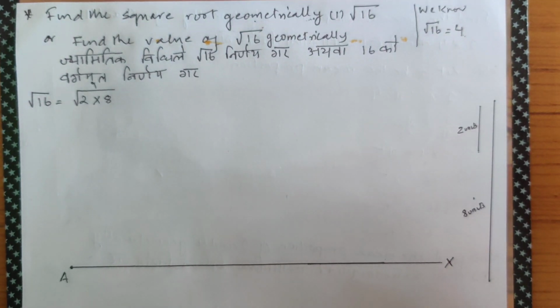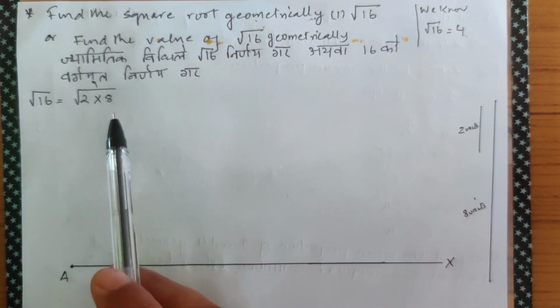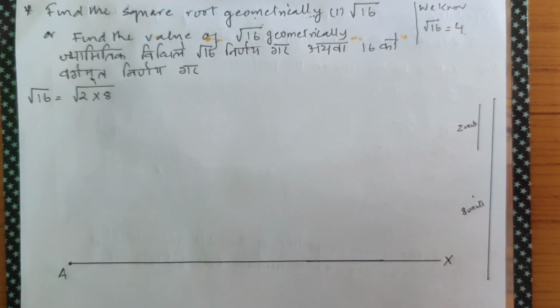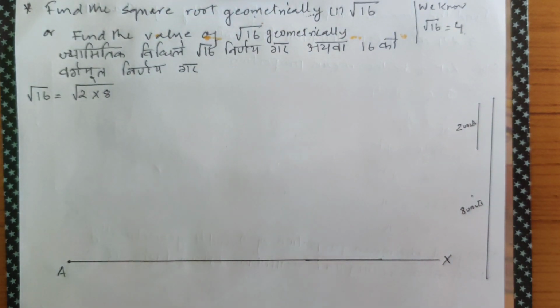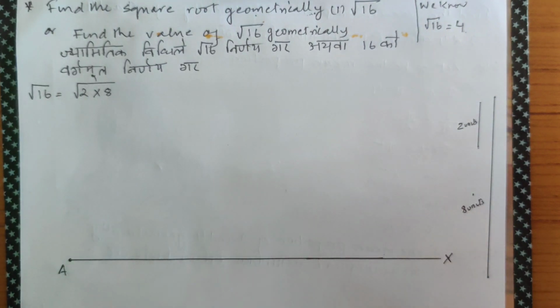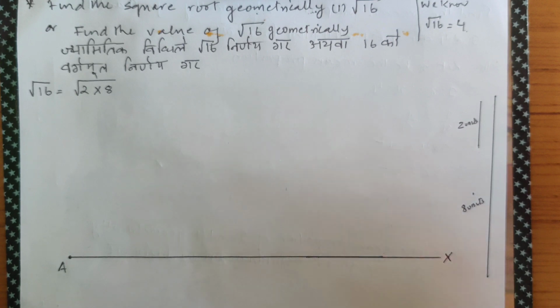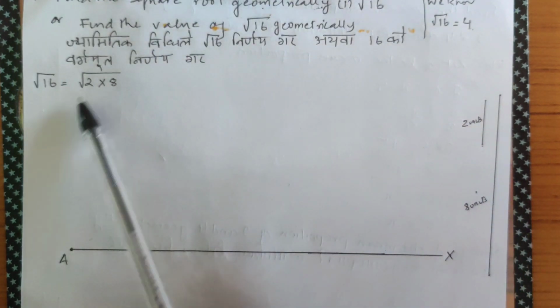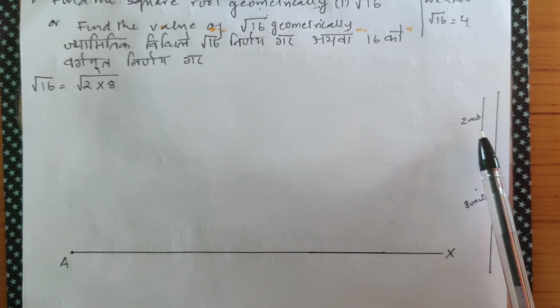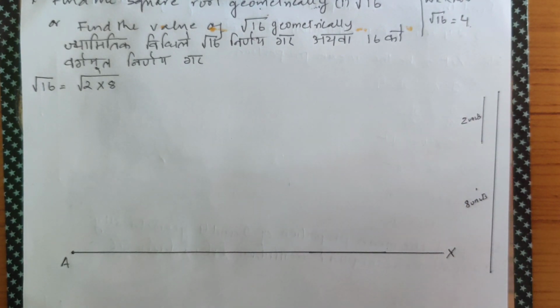So let's try solving. Let's break down root 16. Root 16 can be broken down into root 2 into 8, or you can write 4 into 4 also, or anything with some decimals also. So 16 means 2 into 8. I broke down root 16 as root 2 into root 8. Now I'll take two line segments, 2 and 8. I have taken 2 centimeter, but don't write centimeter here, you can write units, and 8 units. These are the two line segments that I drew as a sample, 2 and 8.